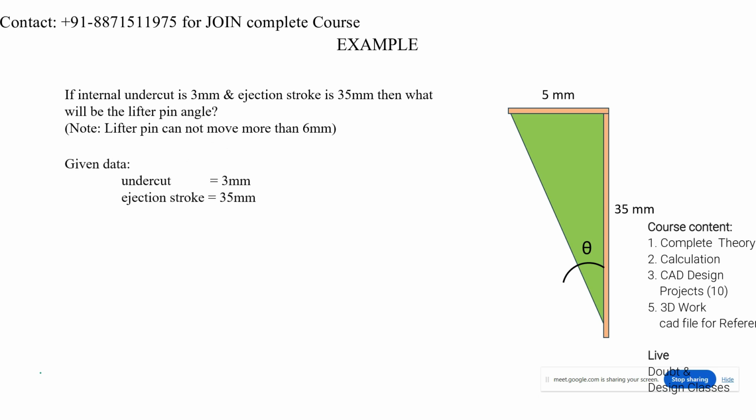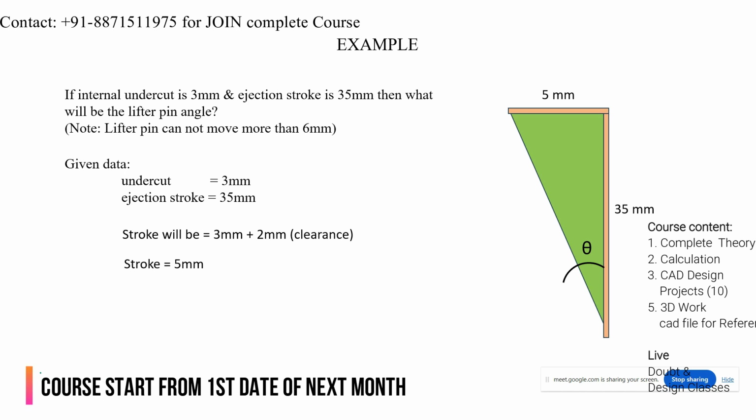Now see here. The given data: undercut is 3 mm, ejection stroke is 35 mm. Just for an example, I am taking this ejection stroke. Now the stroke will be 3 mm plus 2 mm clearance. Why? Because the example says the lifter pin cannot move more than 6 mm, that's why I am taking clearance of only 2 mm. The undercut length is 3 mm, so the total stroke we need is 5 mm.